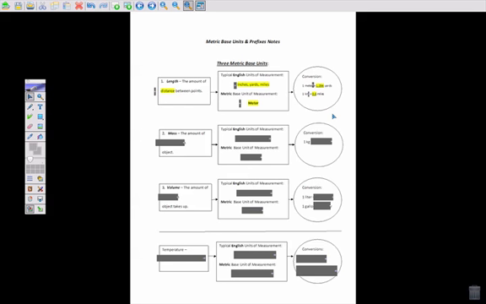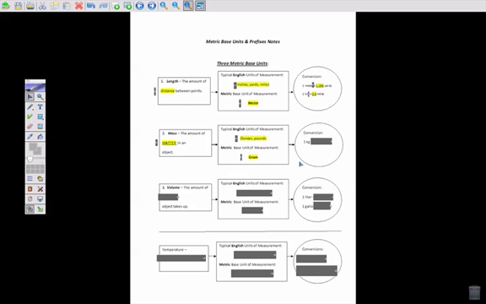Now, a second base unit is mass. Mass is simply the amount of matter in an object. It's measured with a balance, and in the typical English units of measurement, we see mass expressed in ounces or pounds. The metric system, on the other hand, its base unit is simply the gram. And again, we add prefixes to the gram depending on how large the object's mass is.